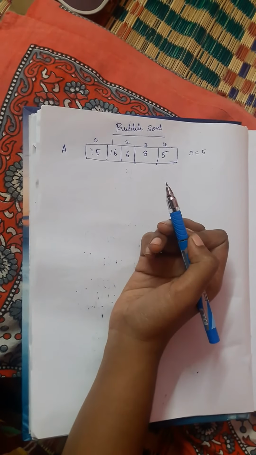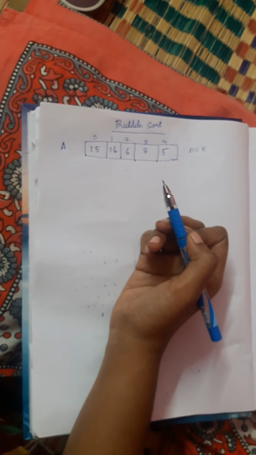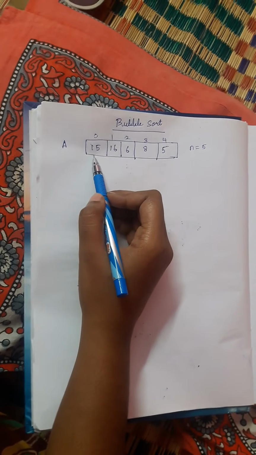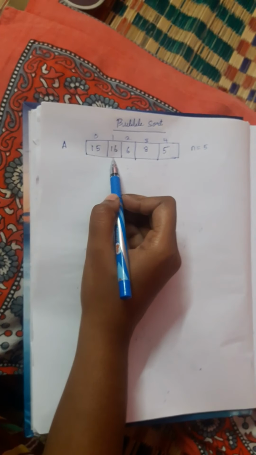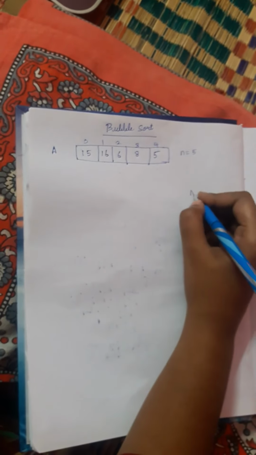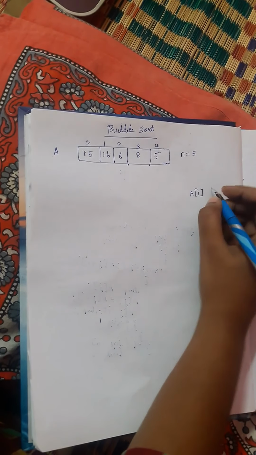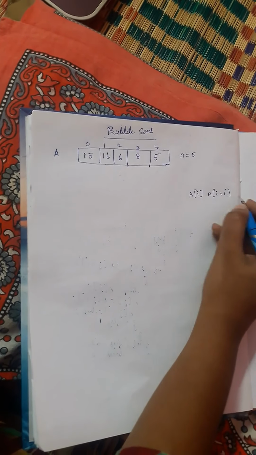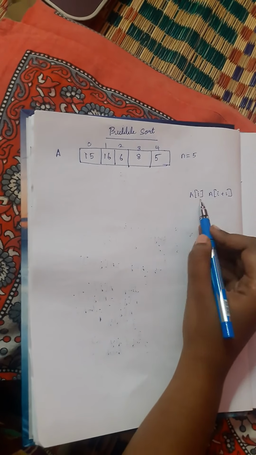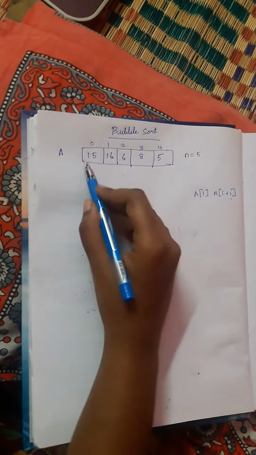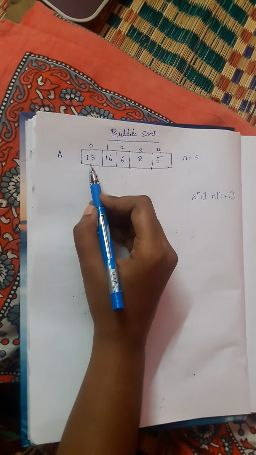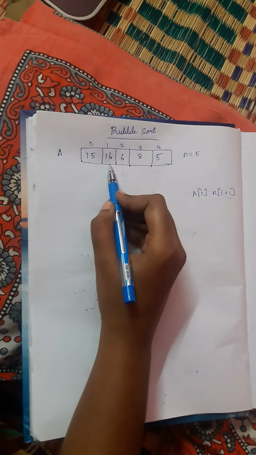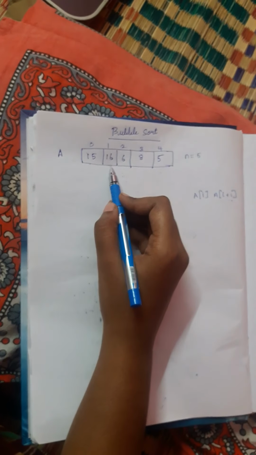In bubble sort, how we compare the elements and sort them is, we take the first element and compare it with the next element. For example, a of I and a of I plus 1. I plus 1 means the next element. So we are going to compare these elements, like that only we are going to follow here. So 15 and 16 we are going to compare.